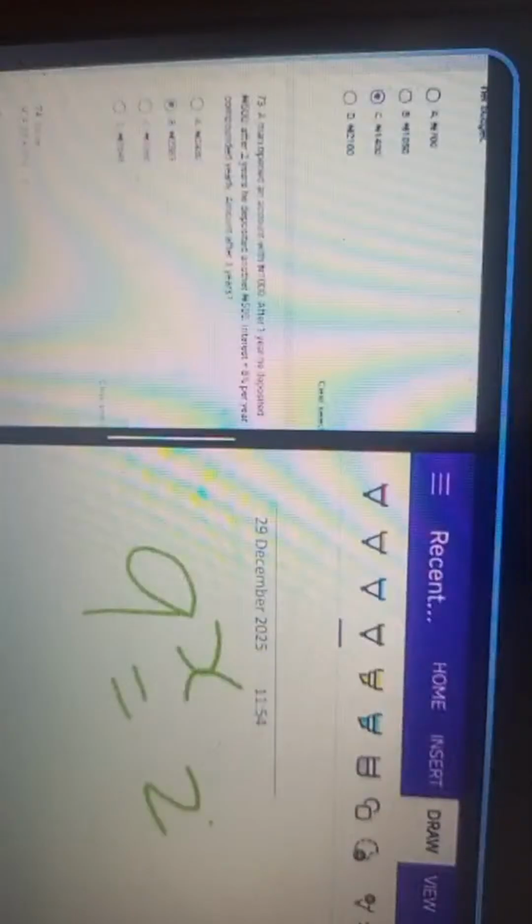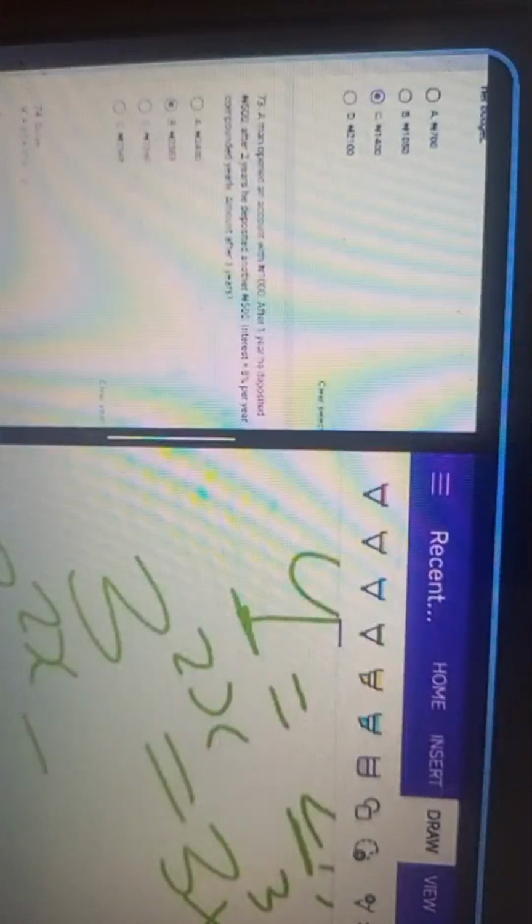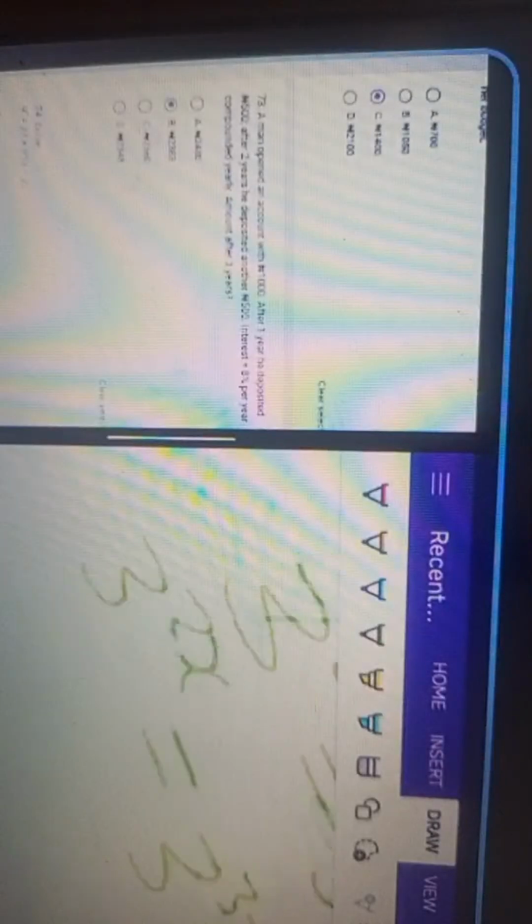So question 74 says we should solve this equation. We have 9 raised to the power of x is equal to 27 times 3 raised to the power of x minus 2. So 9 is going to be 3 raised to the power of 2x is equal to 3 raised to the power of 3 times 3 raised to the power of x minus 2. So this is going to be 3 raised to the power of 2x equals 3 raised to the power of 3 plus x, and then minus 2 is still minus 2.